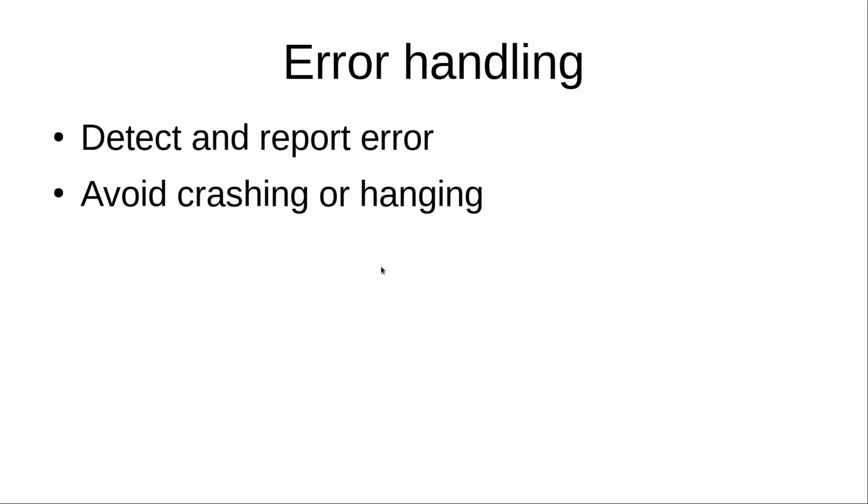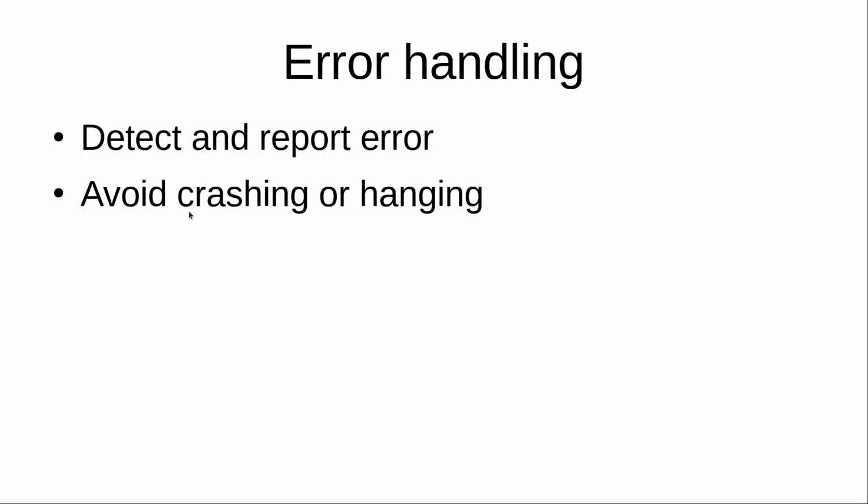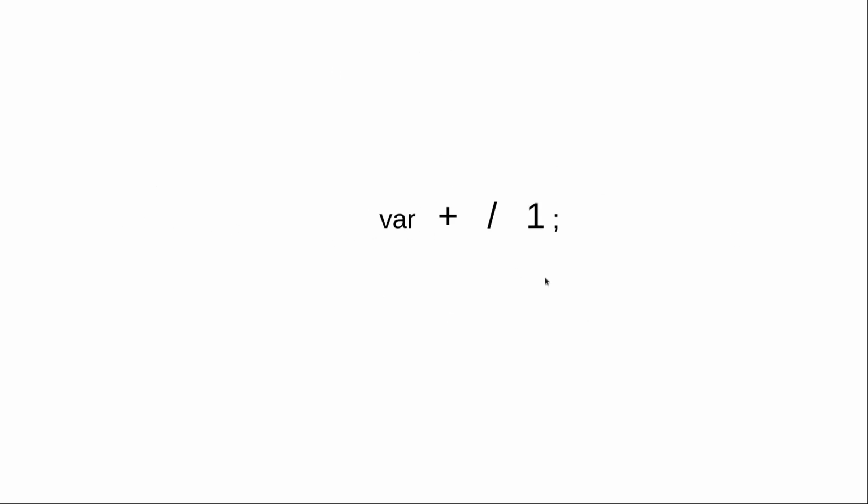And one more thing we'll have to do in our parser is to make sure that we handle errors very well. There are 2 things we want our error handling to do. We want it to detect and report errors, and we also want to avoid crashing or hanging. So how do we do that? Whenever we're parsing a line and we see something that doesn't make sense, something that doesn't follow any of our rules, we're going to discard that. We're doing that because we want to avoid crashing or hanging. We don't want to be in an infinite loop state.